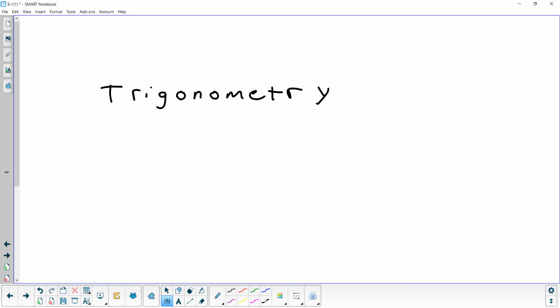Does anybody recognize anything within that word? Either a prefix or a suffix or anything? Yes? Is it metry, the measurement of? Yeah, metry means measurement. And we see that in different subjects like trigonometry, geometry. So yes, we do see metry, meaning measurement.